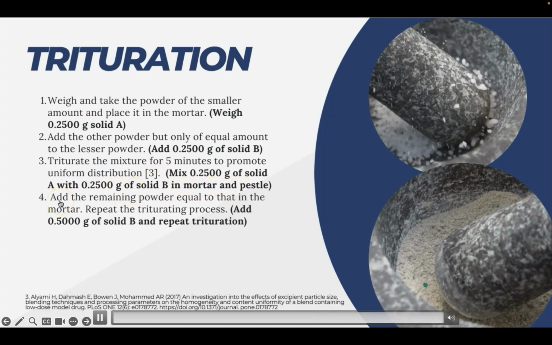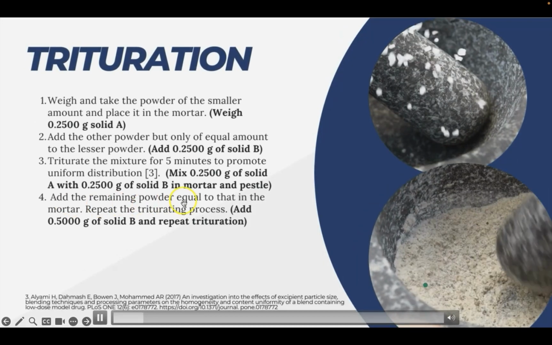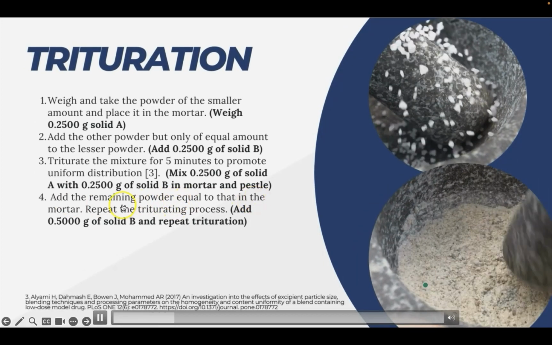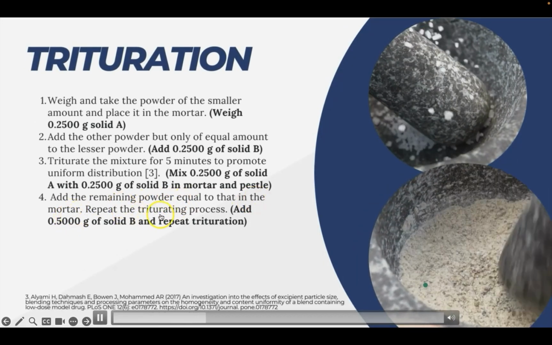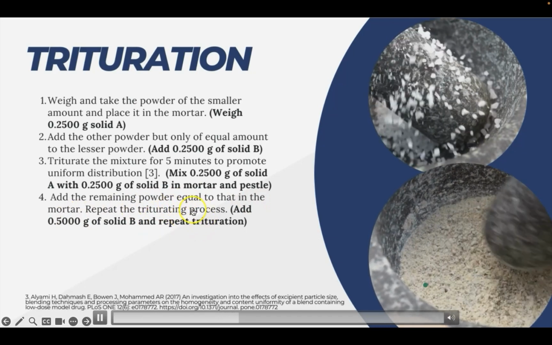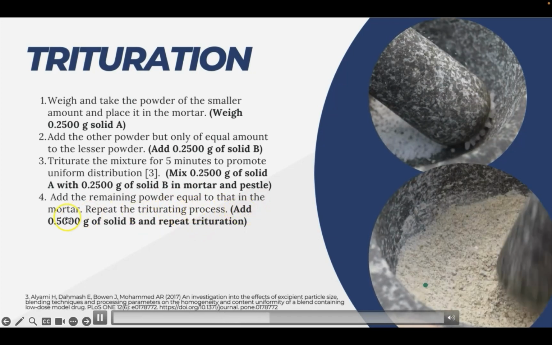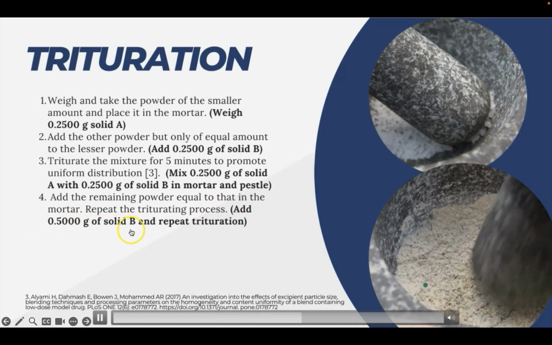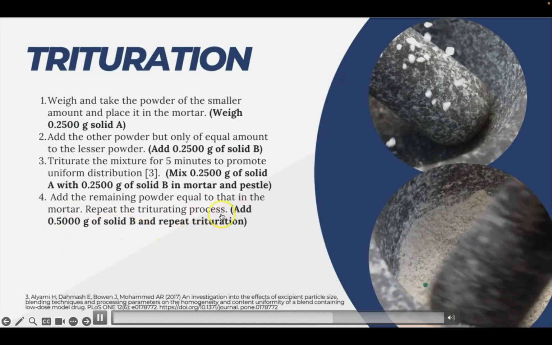Then, add the remaining powder equal to that in the mortar. Repeat the triturating process. So you have to add 0.5 grams of solid B and repeat the trituration process.